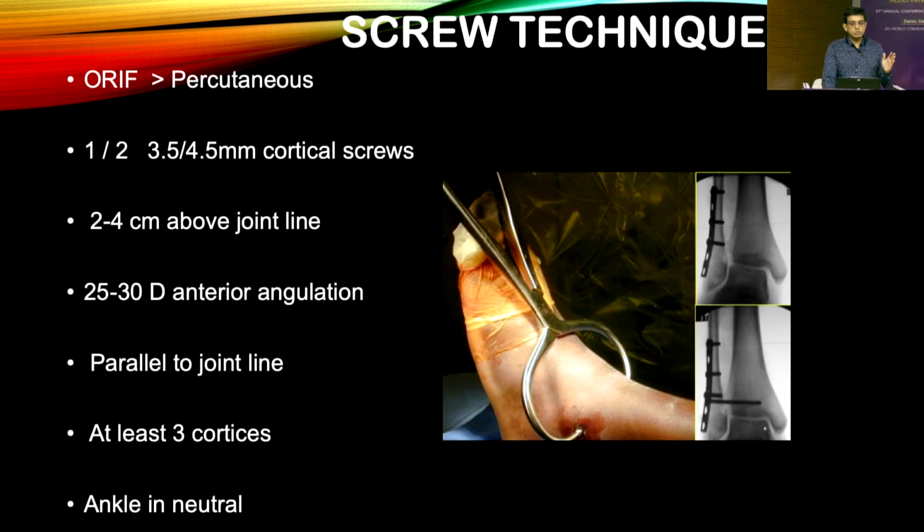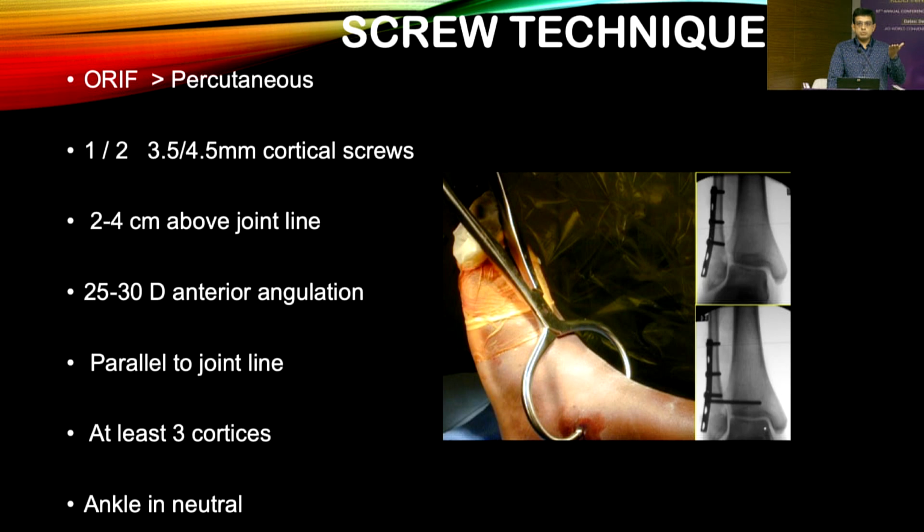And regarding the screw technique, there is multiple literature coming. Closed reduction is not the way now, because a lot of times we malreduce the syndesmosis during closed reduction and internal fixation. We have to go for open reduction. And regarding the number of screws, you can go for 1 or 2 screws. You can use 3.5, 4, or 4.5 mm screws.